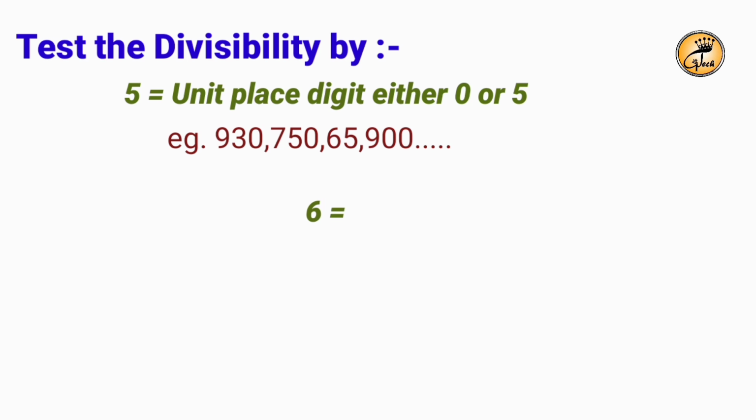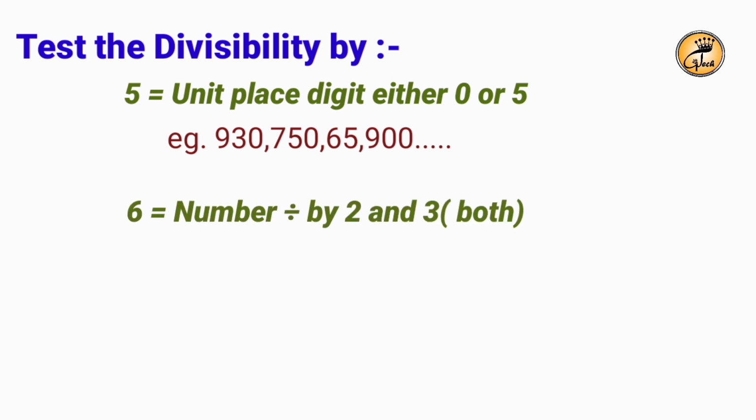A given number is divisible by 6 only when it is divisible by 2 and 3 also. For example, 348. It is divisible by 2 and the sum of digits is also divisible by 3. So it is divisible by both 2 and 3.